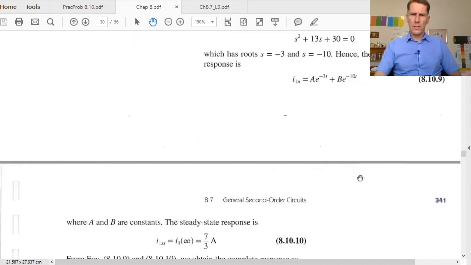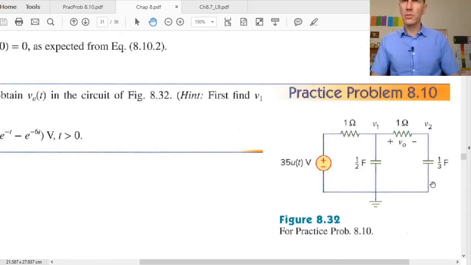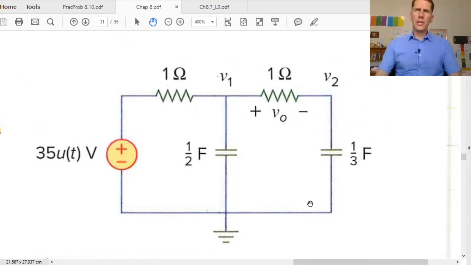Then the one I want to do is actually a circuit that they showed in the beginning of the chapter, practice problem 8.10, this one. Let me just zoom in a little bit. Initially, you might think, hey, this is just an RC circuit because there are just resistors and capacitors. So what makes this not an RC circuit? The problem here is you can't combine the 1/3 farad and the 1/2 farad capacitors into one capacitor because of this 1 ohm resistor sitting there. So they have to remain separate, and you've got 2 energy storage elements.